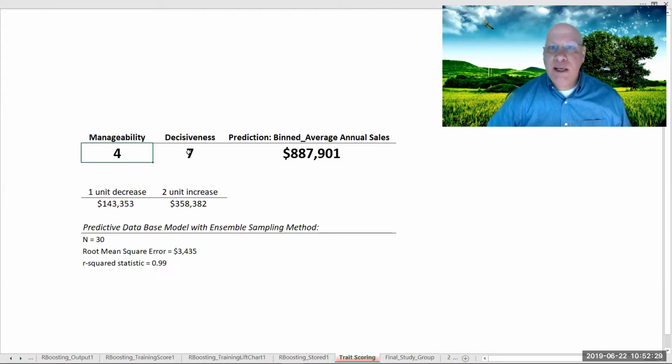There are four people in this group of 30 salespeople who are a four in manageability. They would become the behavioral subject matter experts. All the manager has to do is to look at those salespeople to know what a four in manageability looks like. And there were five different people in this sales group who scored a seven on decisiveness. The sales manager can also look at those five salespeople and know what it means to be a seven in this behavioral trait.